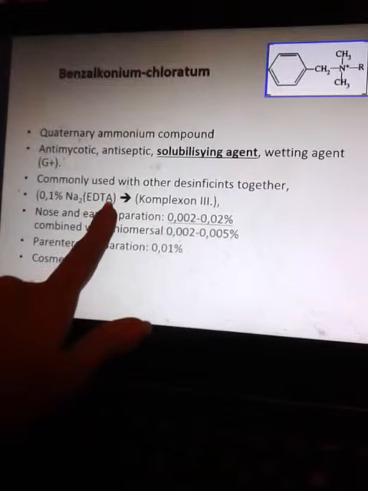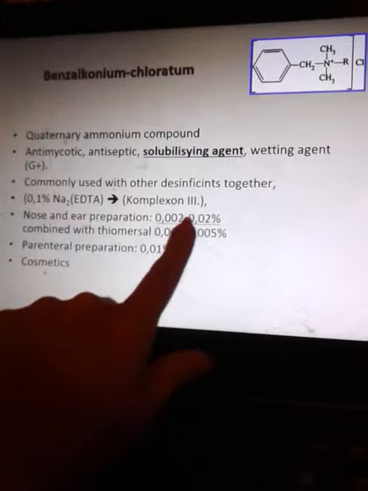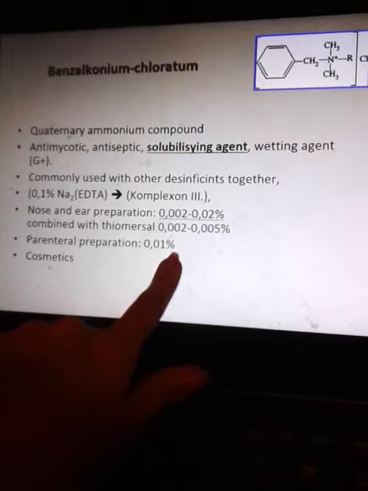or Complexon 3. For nose and ear preparations, 0.002 to 0.02% of benzalkonium chloride is allowed. Combine with thiomersal 0.002 or 0.005%. For parenteral preparations it is 0.01%, and in cosmetics we can also use it.